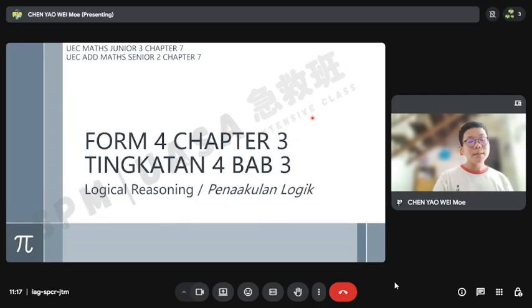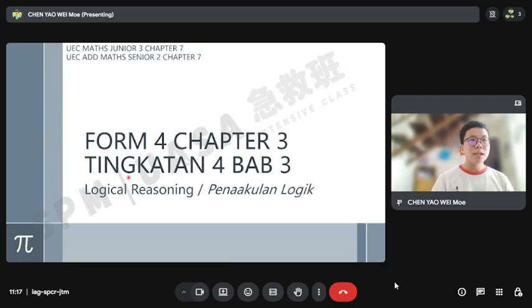Okay, this chapter is not hard, but all the things that you learn today do not involve calculation, just sentences or words. So no numbers, no calculation inside. You can just throw the calculator away and learn this one.